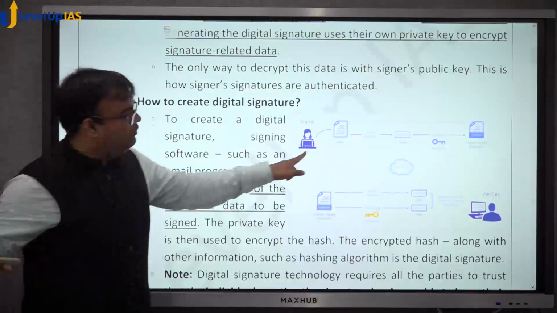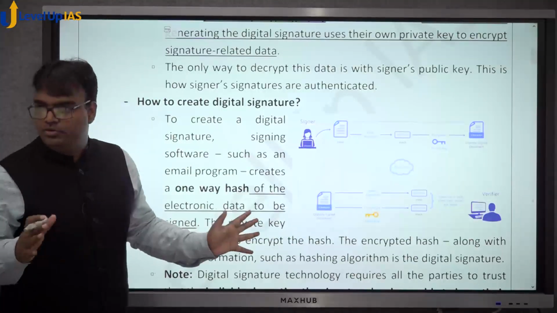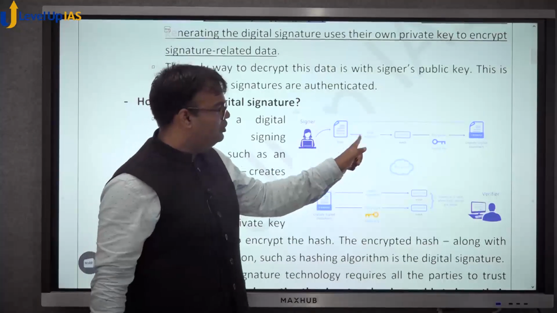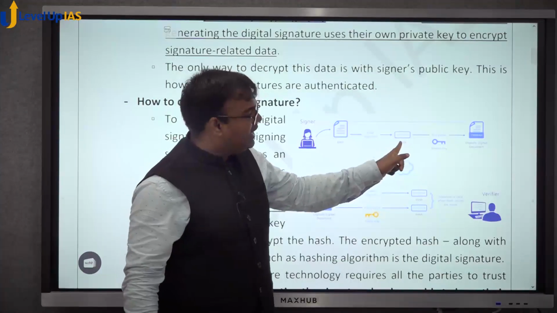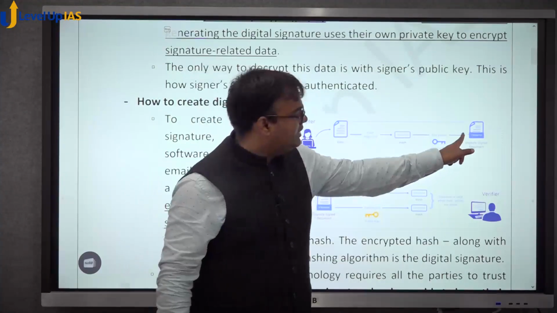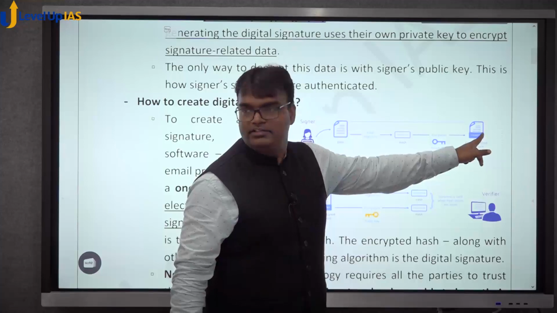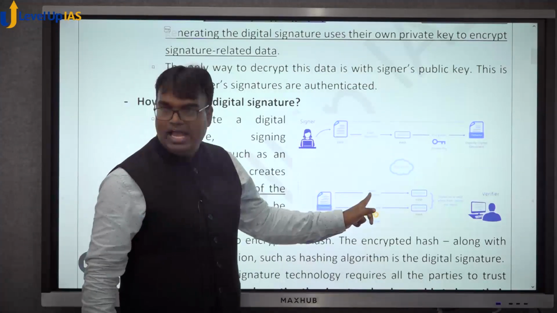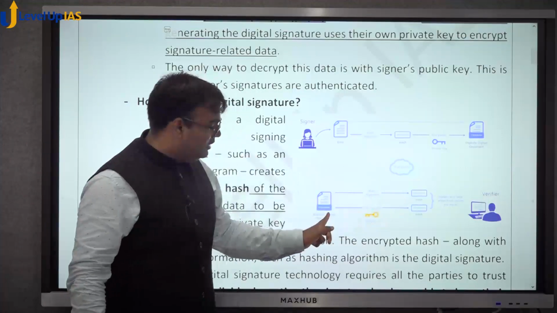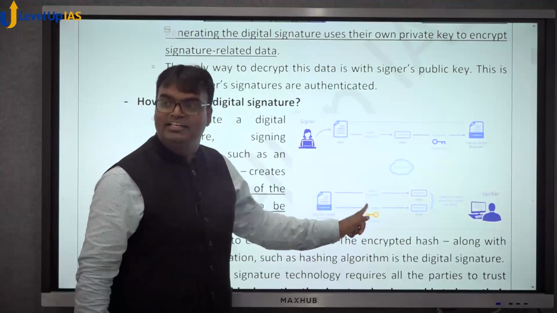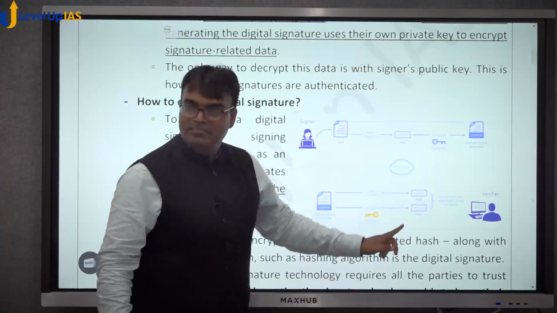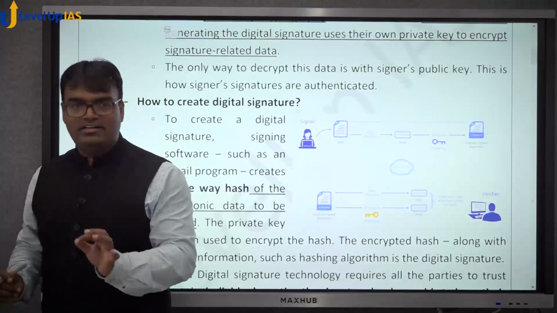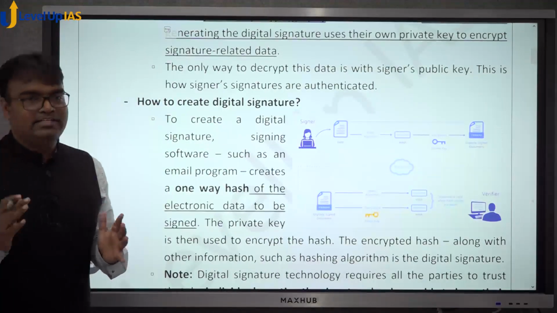Now, how does it work? The same thing is explained here also. I have explained it to you on the board. First, hashing algorithm. You got a hash. That hash is encrypted. That is the key that has been created and added to the document. Document hash created. This signature decrypted. Hash should match. If it matches, no tampering has occurred. If it doesn't match, tampering has occurred.